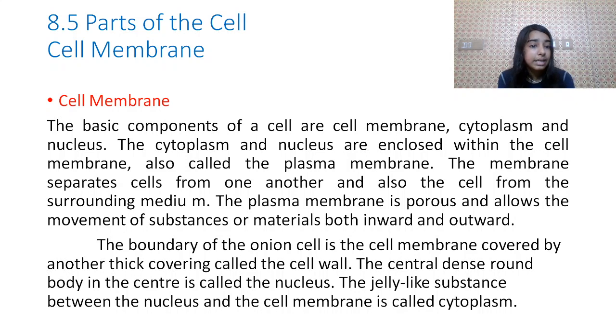The membrane separates cells from one another and also the cell from the surrounding medium. The plasma membrane is porous and allows the movement of substances or materials both inward and outward. The boundary of the onion cell is the membrane, covered by another thick covering called the cell wall. The central dense round body in the center is called the nucleus. The jelly-like substance between the nucleus and cell membrane is called cytoplasm.